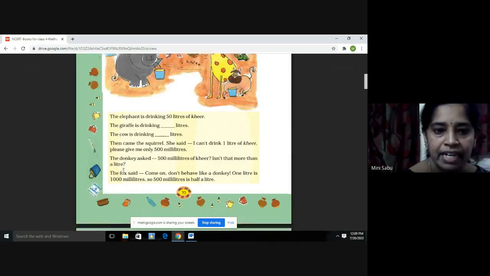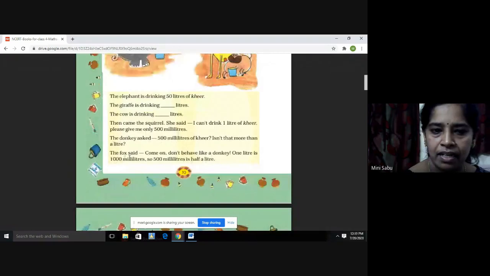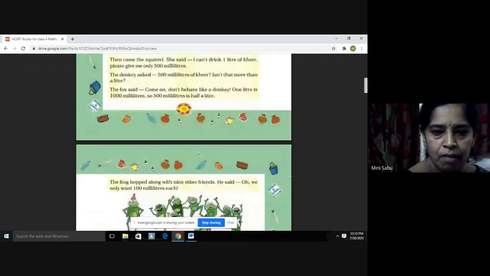Okay. Then the fox, who is ready to tease the donkey, said, come on, don't behave like a donkey. Fox is teasing the donkey and telling him, don't give the answer like a donkey. 1 liter is 1000 milliliters. So 500 milliliters is half a liter. Okay, this we know. 500 milliliters is half a liter, 1 by 2 liter.